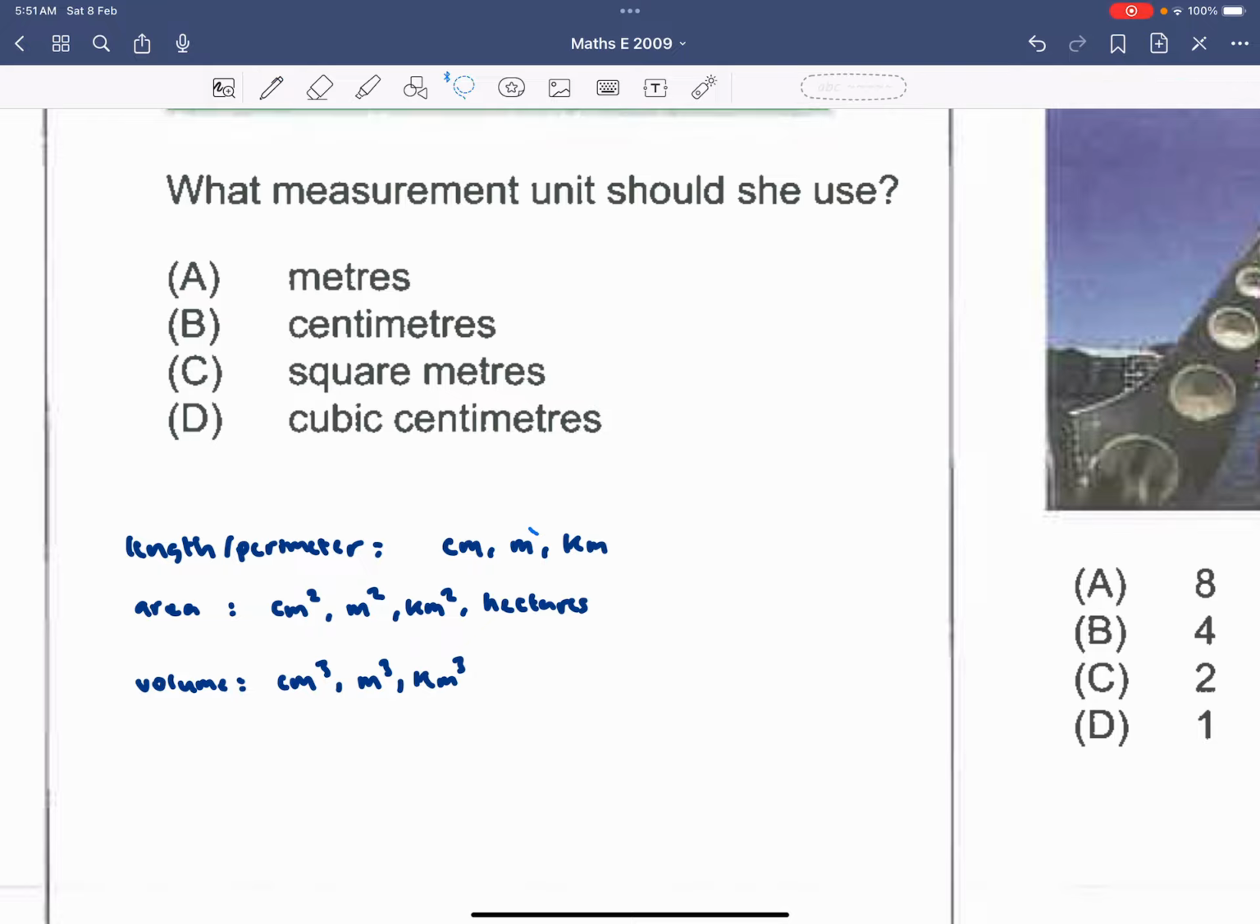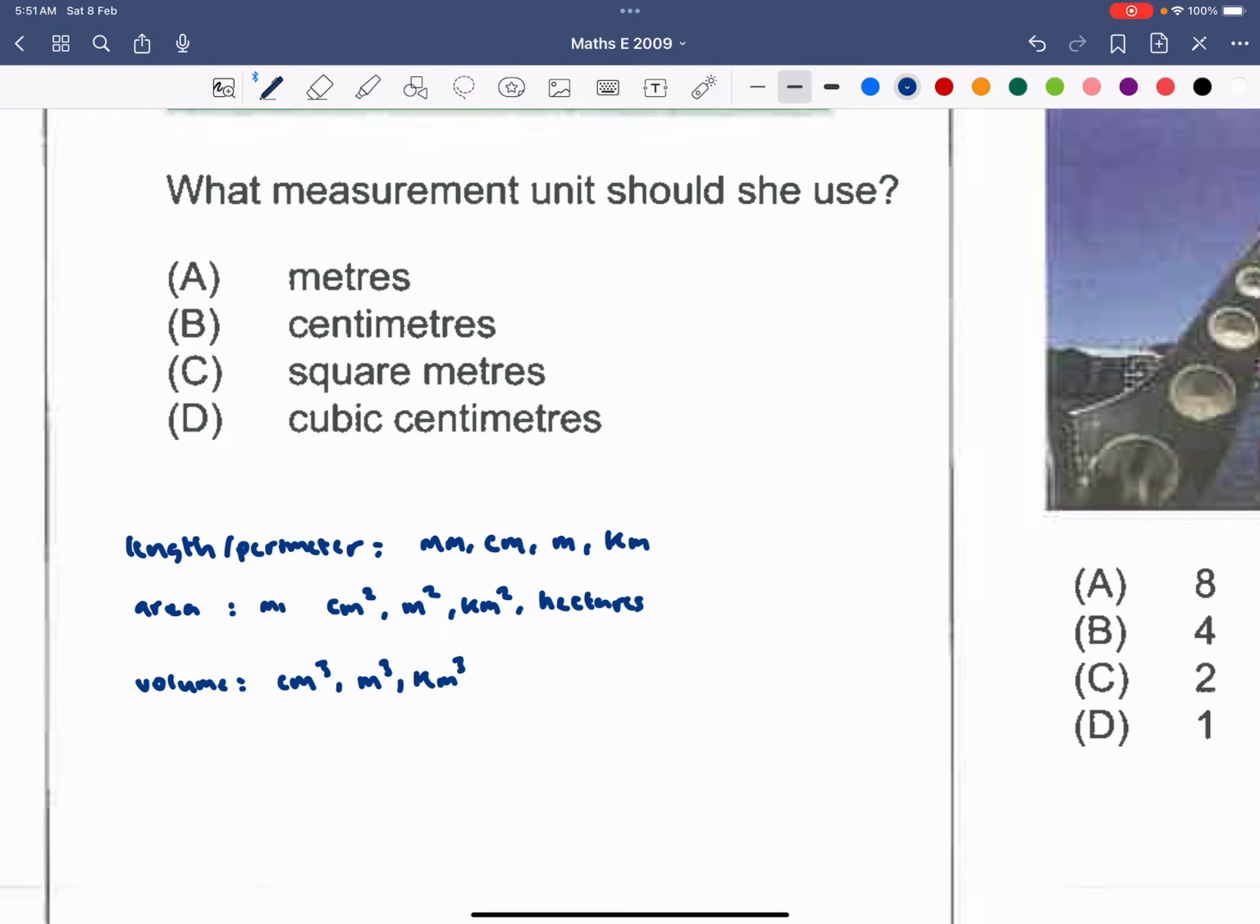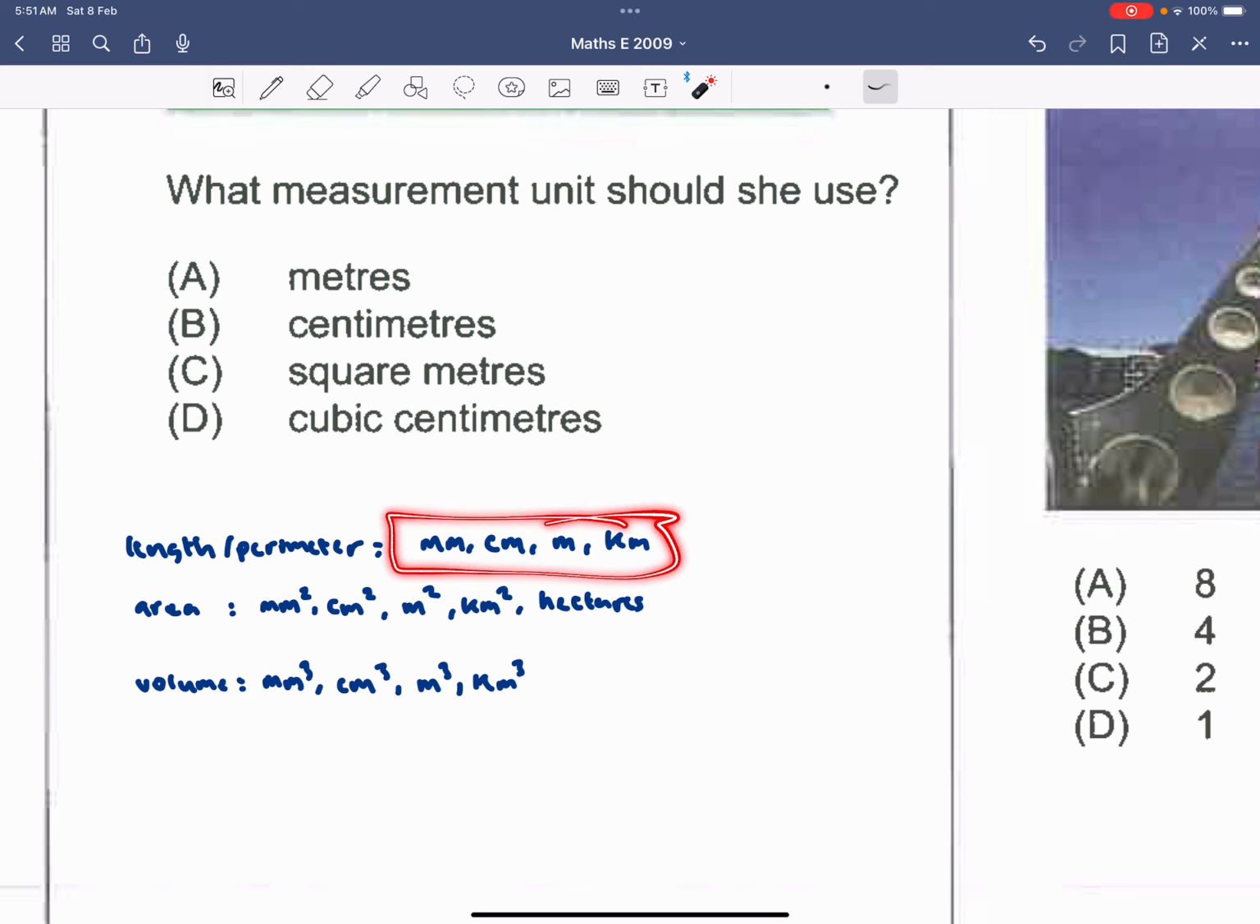And in fact, there are smaller units than centimeters. There's millimeters as well. I mean, there's even nanometers and picometers and micrometers, all sorts of things. But you can also use millimeters squared if you're dealing with really small things. Same thing with volume, you can deal with millimeters cubed. So there are different units, but you'll notice that if it's length or perimeter, there's no squared or cubed.